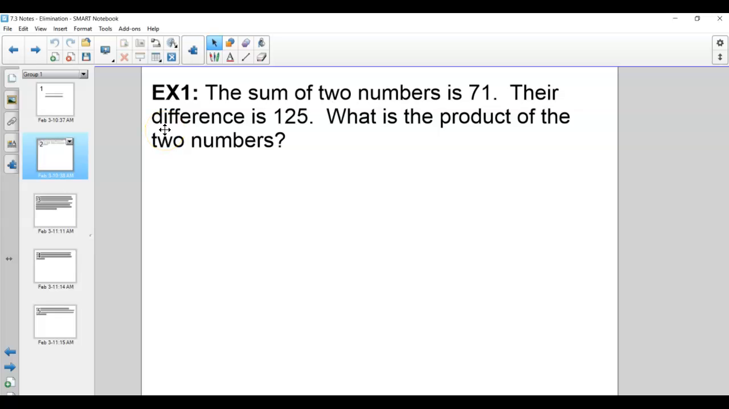All right. So, these are some word problem situations that lend themselves to be solved by elimination a little bit better.